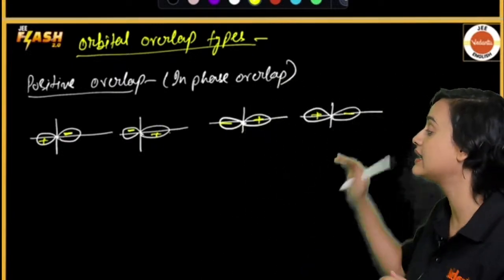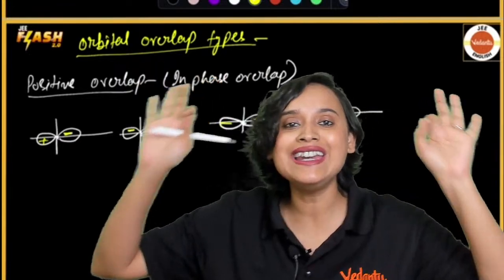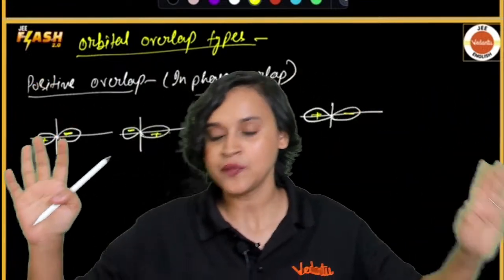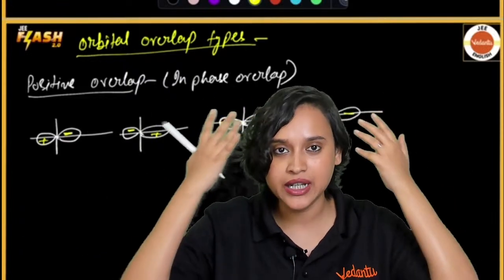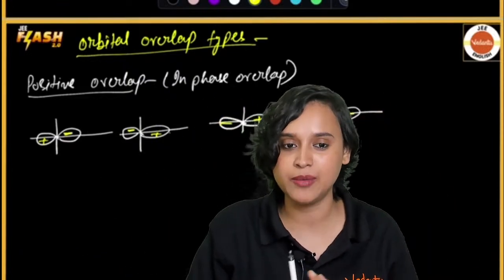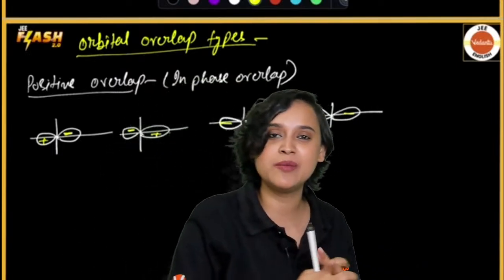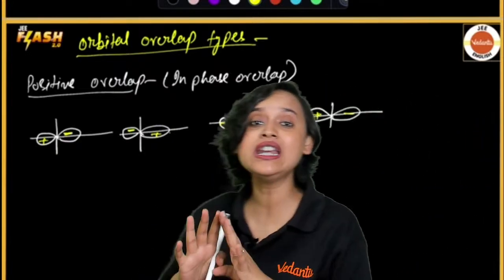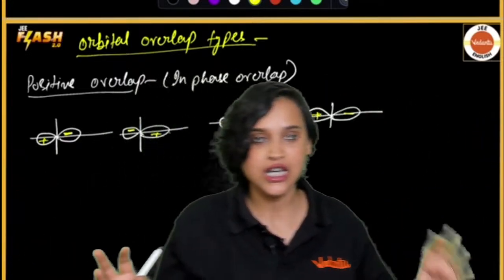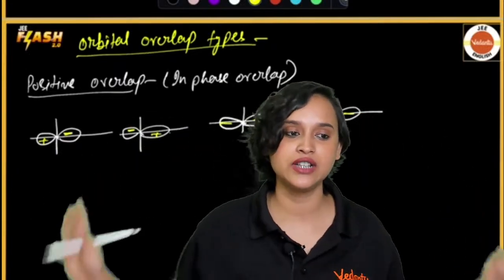Please understand that this positive and negative sign does not denote anything to do with charges. The charge will obviously be negative because we are still talking about electrons here. This only denotes a phase. That means similar interaction. That's all that we are talking about.